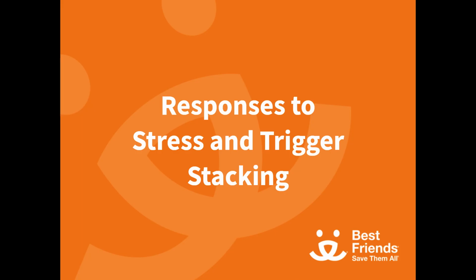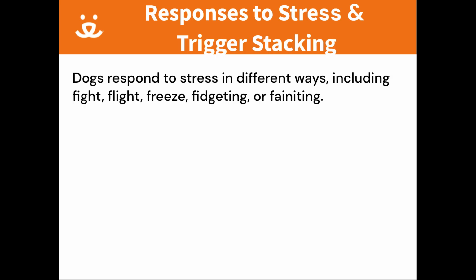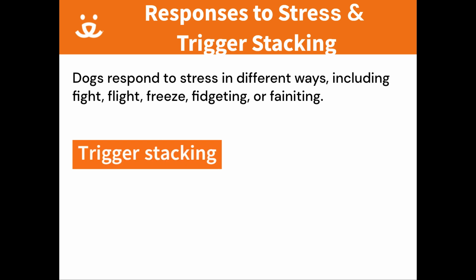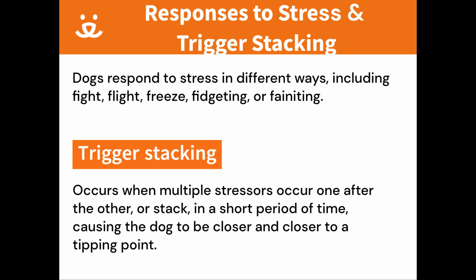Responses to stress and trigger stacking. Dogs respond to stress in different ways, including fight, flight, freeze, fidgeting, which is shown through displacement behaviors, or, rarely, fainting. Trigger stacking may also happen when multiple stressors occur one after the other, or stack, in a short period of time, causing the dog to be closer and closer to a tipping point. Recognizing and managing these stress responses can help prevent undesired outcomes.